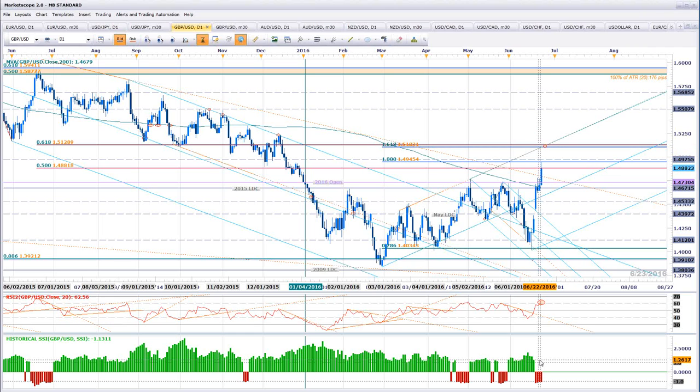I tell you this, guys, all the time: known for the throw over, the breach of resistance and a pullback, known for the breakdown below support and the pullback. Think of the move that's going to catch as many people off guard. And the markets are positioned, or at least retail, on the short side of this trade.